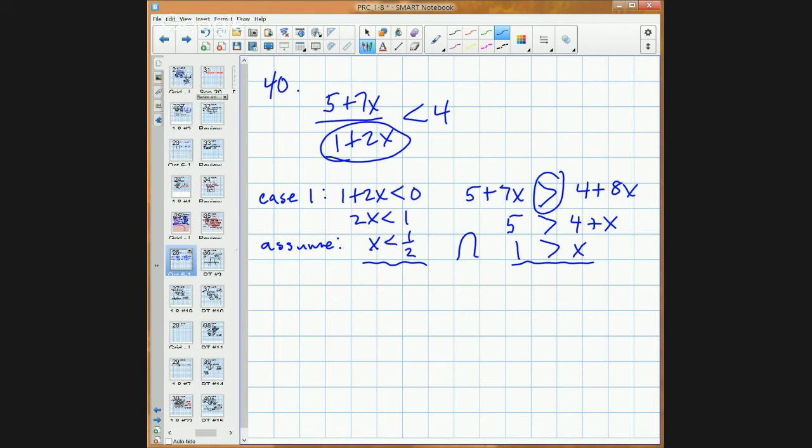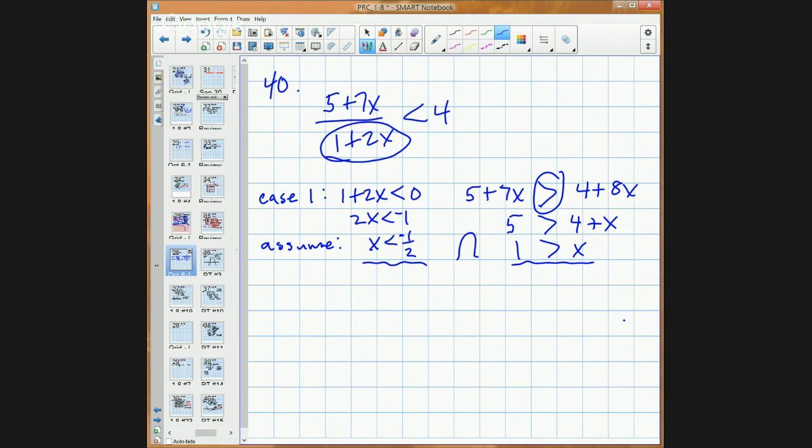Should that be negative 1/2? Yes, thank you, Jeremy. Yeah, because when I subtracted 1, this should have been a negative 1. So now let's ask the question. Can a number be less than negative 1/2 and at the same time be less than 1?